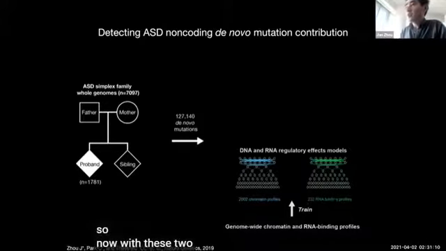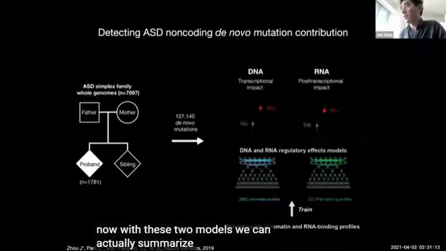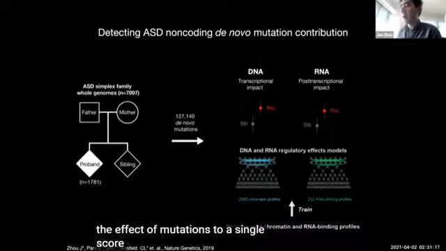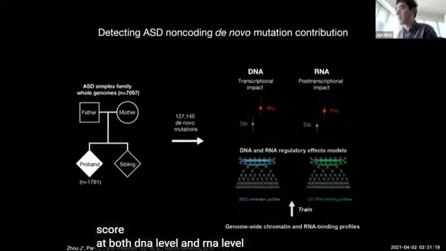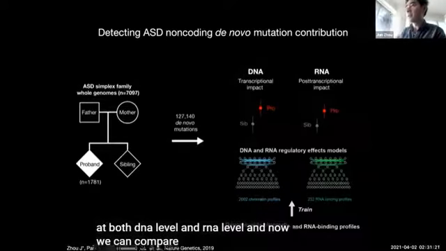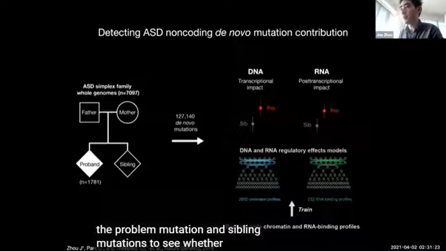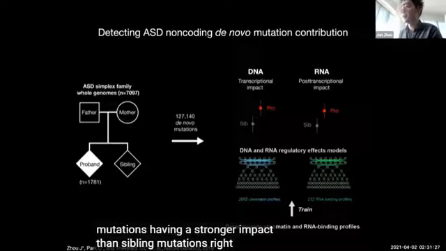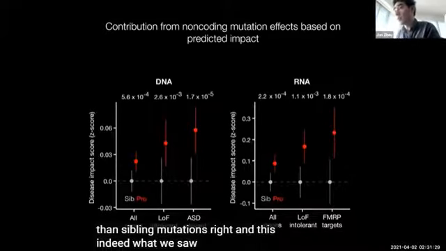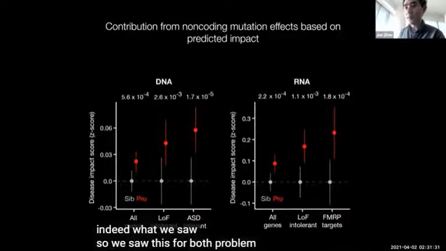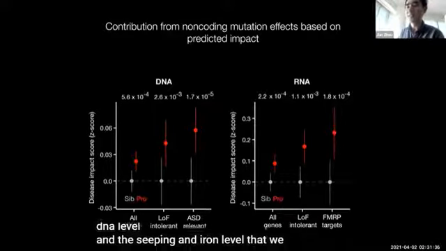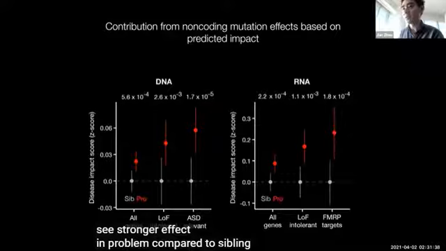So now with these two models, we can actually summarize the effect of mutations to a single score at both DNA level and RNA level. And now we can compare the proband mutations and sibling mutations to see whether proband mutations are having a stronger impact than sibling mutations, right? And this is indeed what we saw. We saw this for both the DNA level and the RNA level, that we see stronger effect in proband compared to sibling.